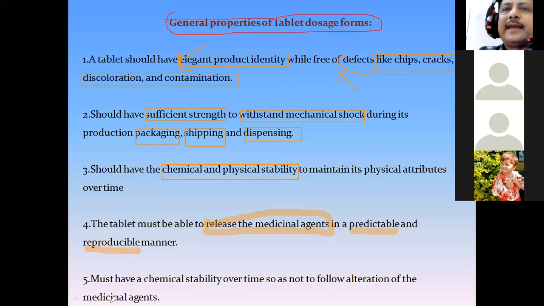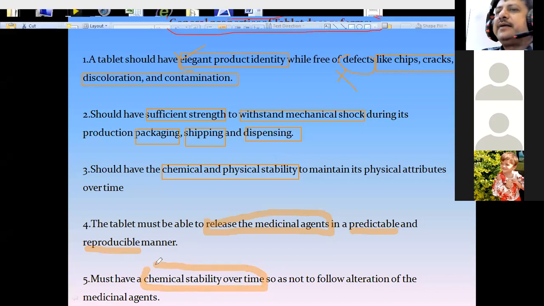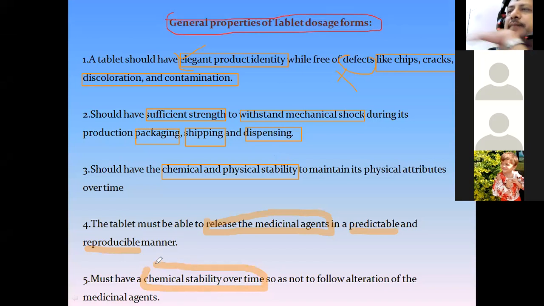Then these tablets must also have chemical stability over time, so that there is no alteration of the medicinal agent. Here we are talking in terms of chemical stability, that means the shelf life, the lifespan of a drug till it shows its therapeutic effect, that is called shelf life.